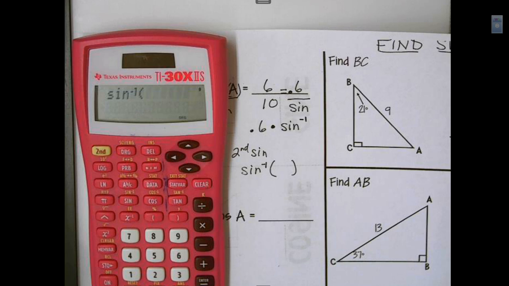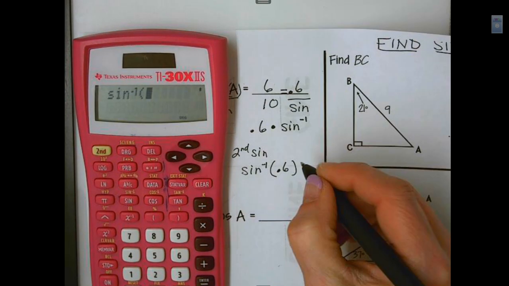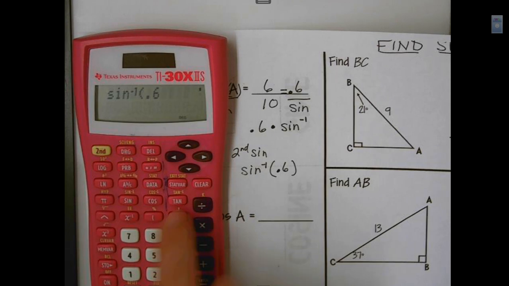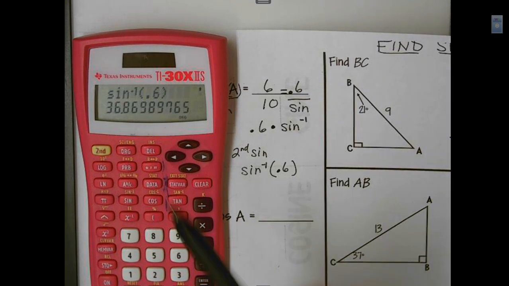Then it gives us this parenthesis where we will put in 0.6, and then I'm going to close it up. Now, when I hit enter, that's going to give me the degree of that angle. Okay. And look, it's probably not going to be nice and neat. Let's just go ahead and round to 1 decimal place.